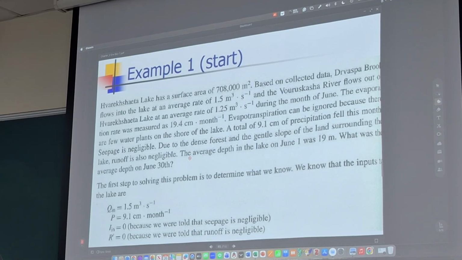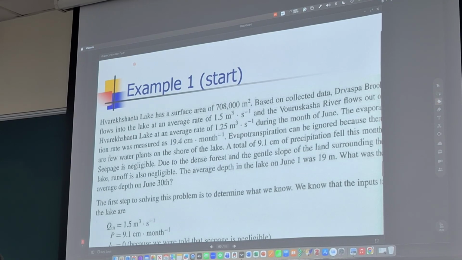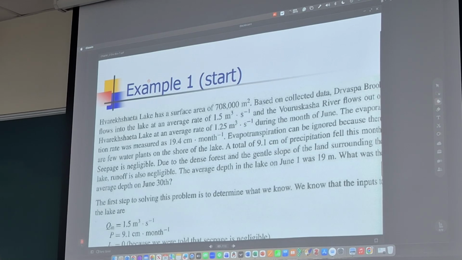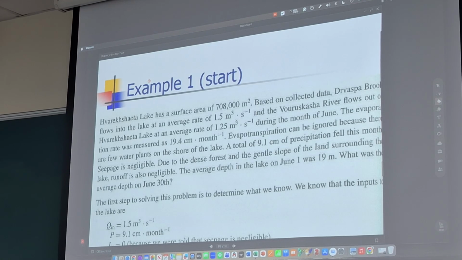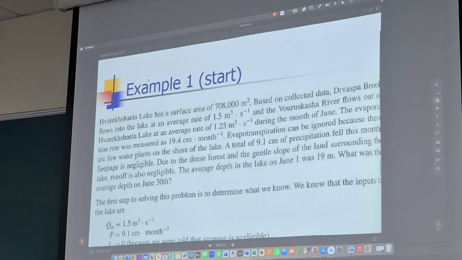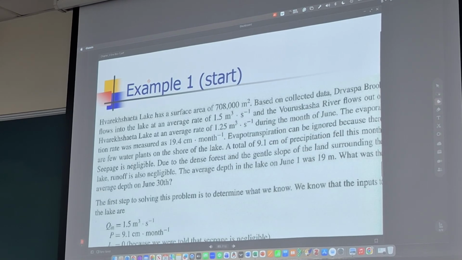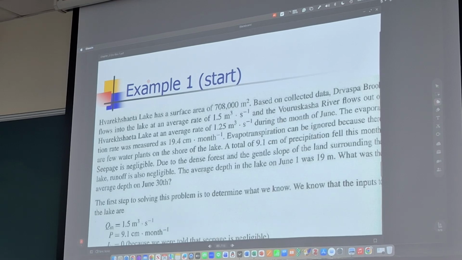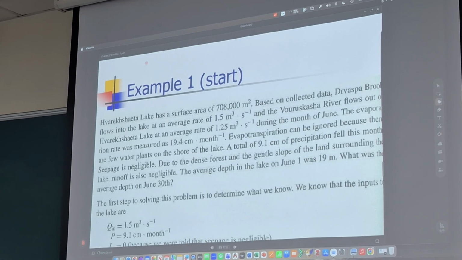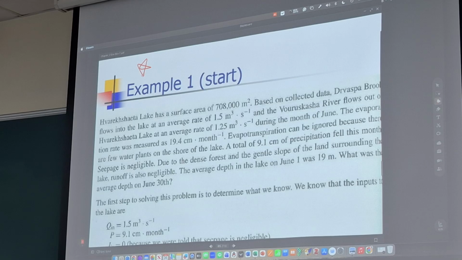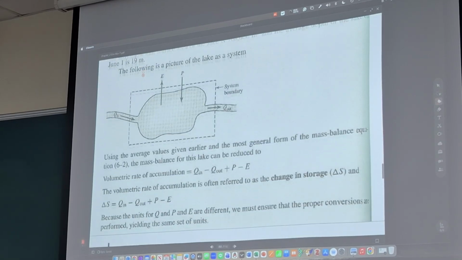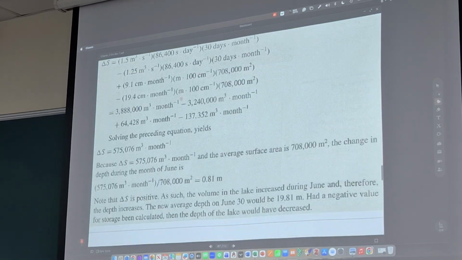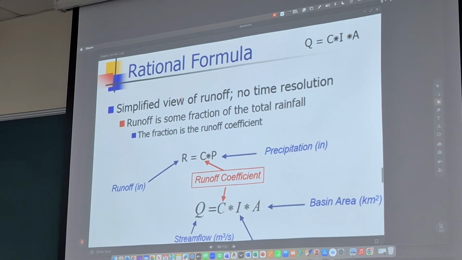Okay, please do this question by yourself. I will give you the answer. This is very similar to the previous one. Okay, let's move on to this one.